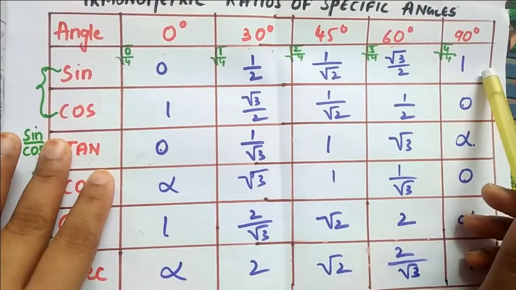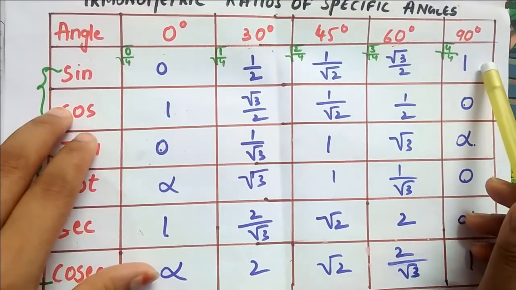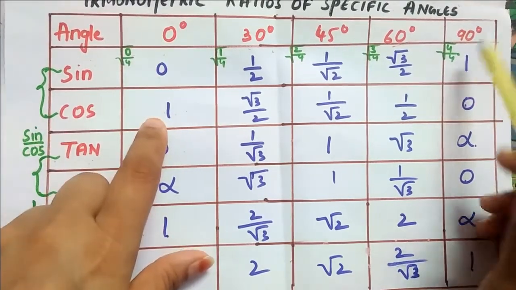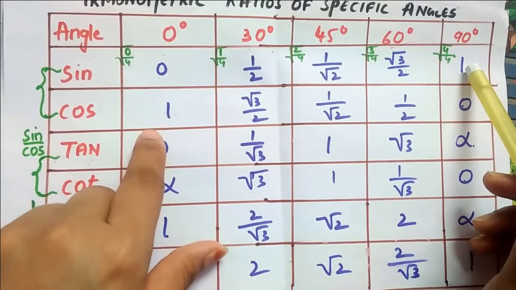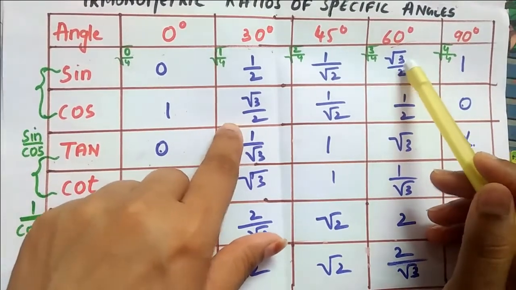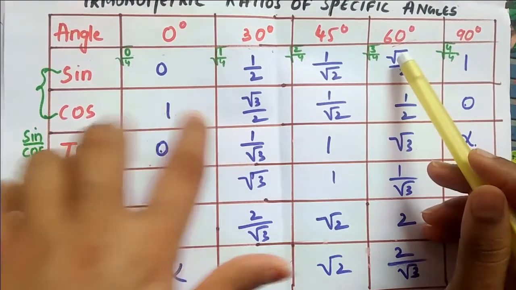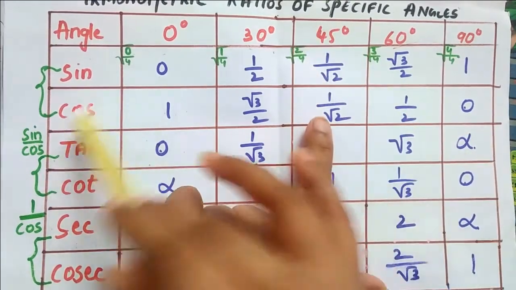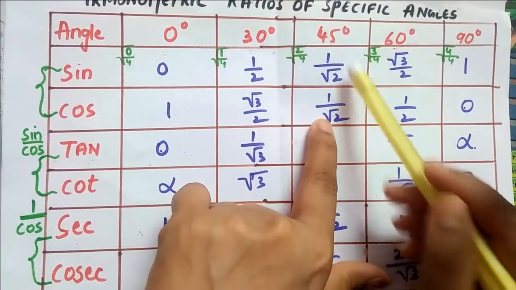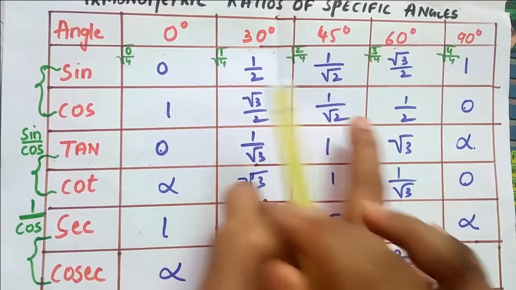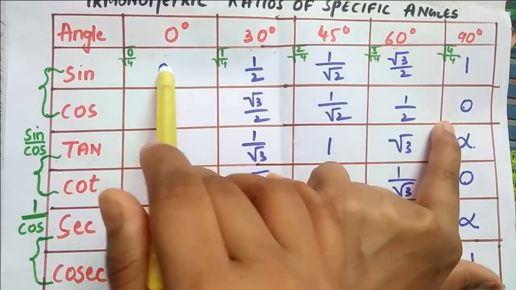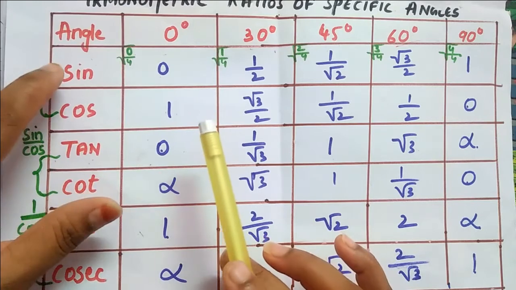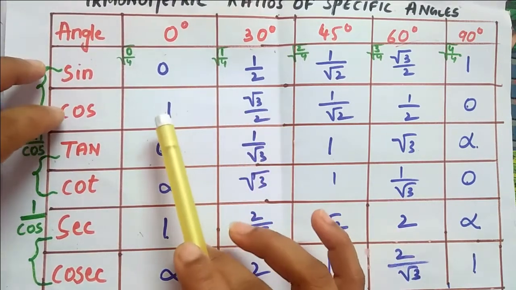Once we get these values, for the cos values we just need to swap the values. Cos 0 degrees is 1, just as sine 90 is 1. Then root 3 by 2 comes under cos 30, and here it is cos 60, it is 1 by 2. Under 45 degrees we get the same value, 1 by root 2, it coincides. The rest gets swapped. So we just got the sine values, and by swapping we get the cos values.